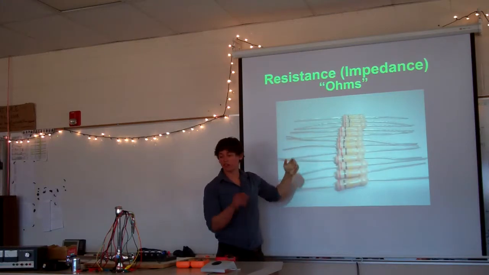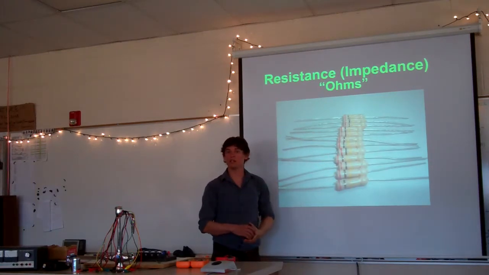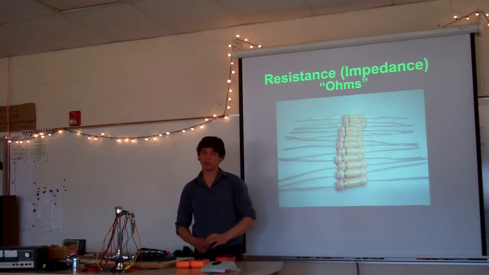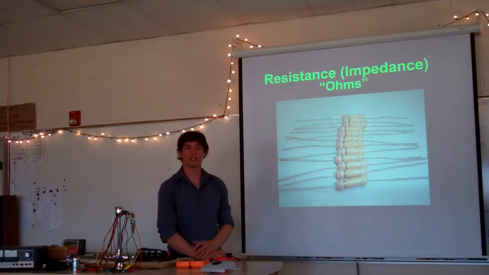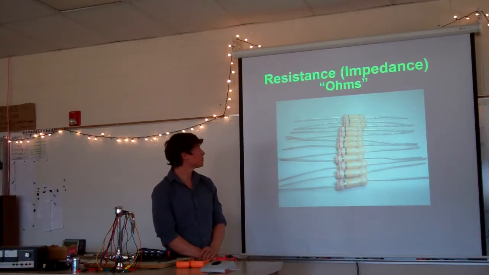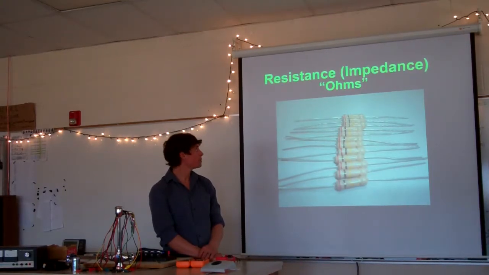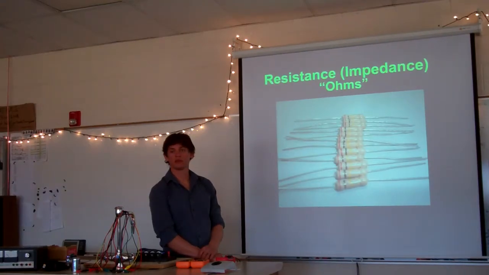Next to resistance on your little chart at the top, write impedance. If you see that word on your test, on your quiz, on your homework, impedance is resistance. They're the same thing. The variable is capital R. The unit is ohms. Just write out the word for now. I'll show you the symbol in a second.